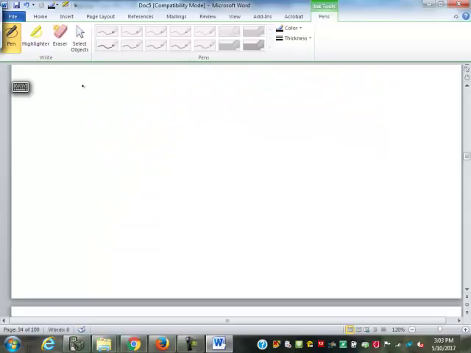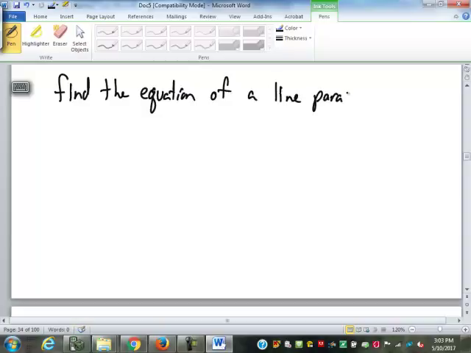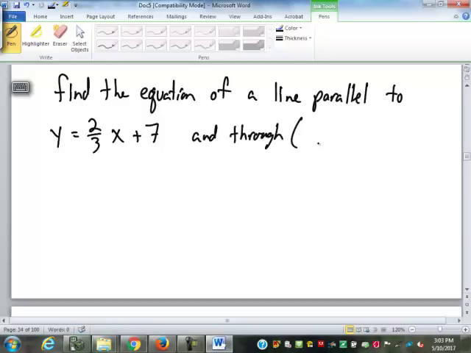You might get asked, find the equation of a line parallel to y equals 2/3 x plus 7 and through the point 6, -1.